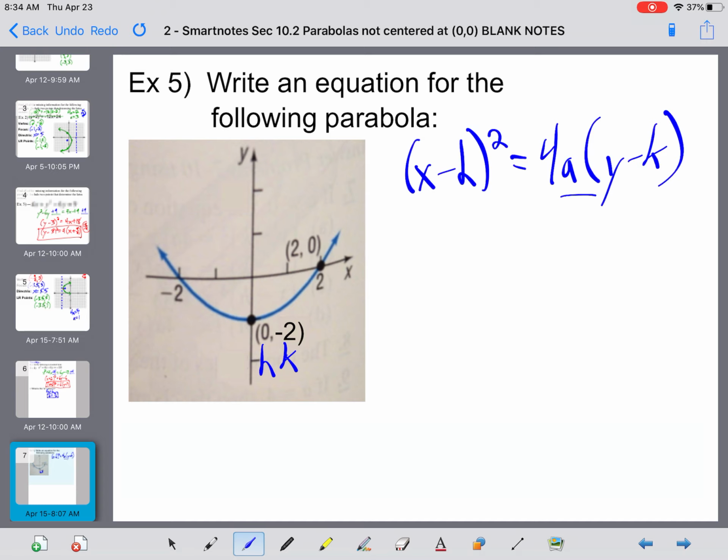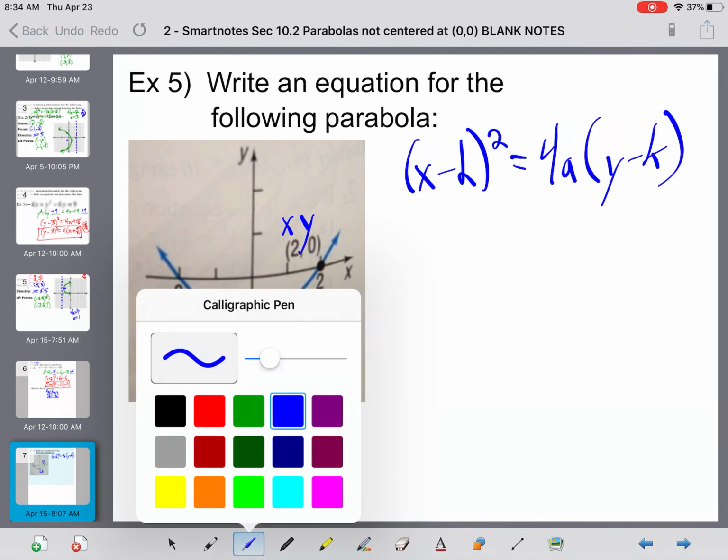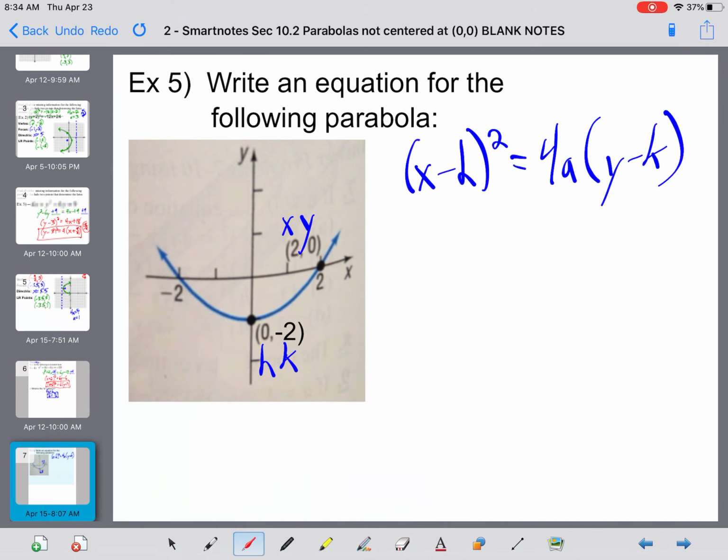I don't know the a value, but I do know a point on the parabola. So if you remember first semester, we knew a point on the parabola, and you can do this for any function, not just a parabola. If I know an xy point, I can use that to plug it in to the equation and find anything that's missing. So let's do that here.